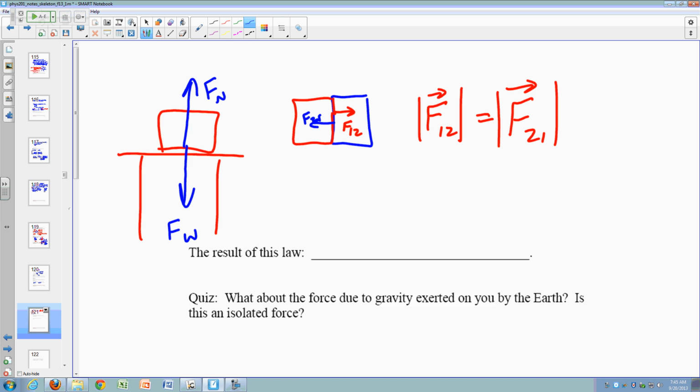We'll see. So the result of this law is that there can be no isolated force. So anytime you have one force, you're going to have an opposite force. That's called the normal force. We'll come back to this in just a bit.